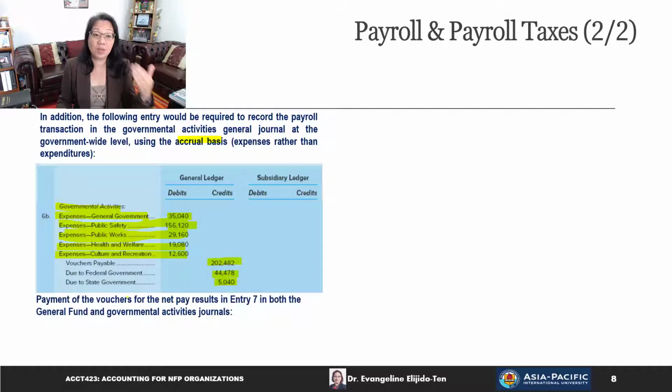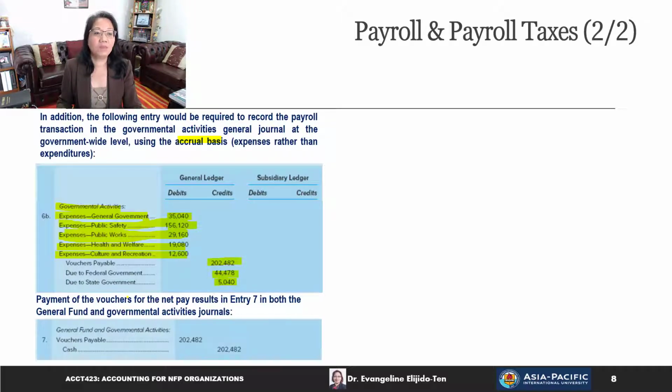The payment of the vouchers for the net pay results in entry 7 in both the general fund as well as the governmental activities journals. Once we pay the employees, we'll now be debiting vouchers payable and will then credit the cash of 202,482. We take it from that figure. So once we paid the employees, your vouchers payable will be having a zero balance.